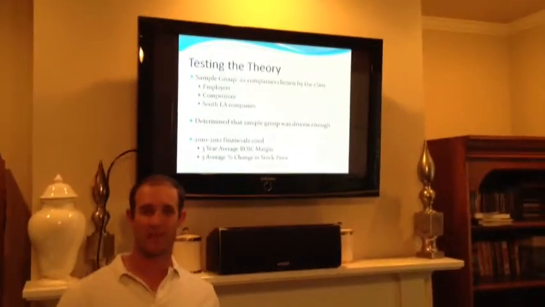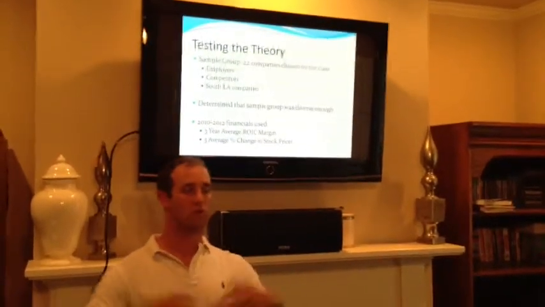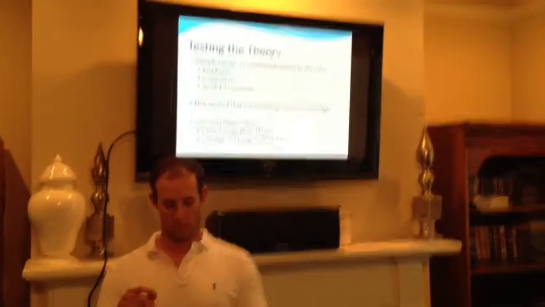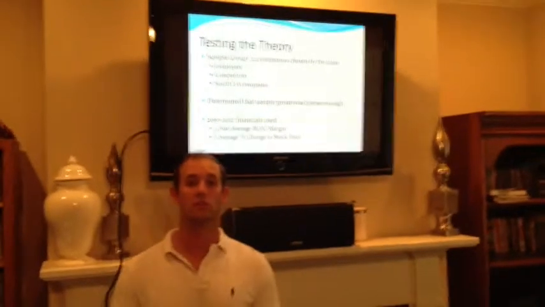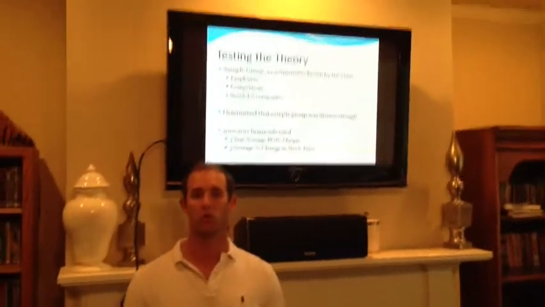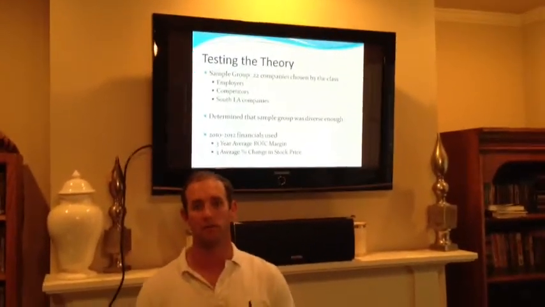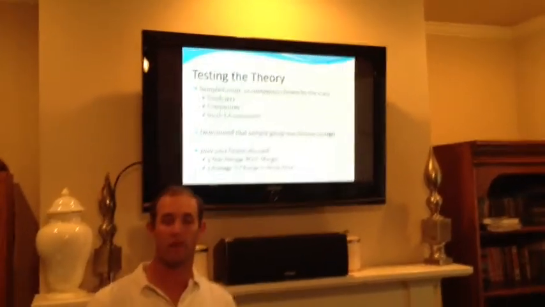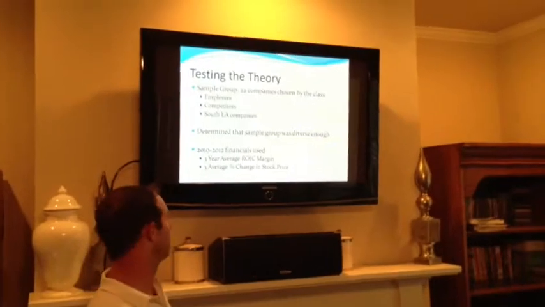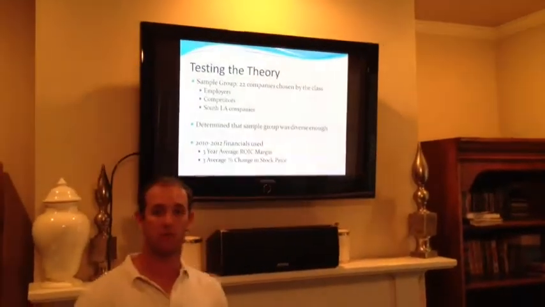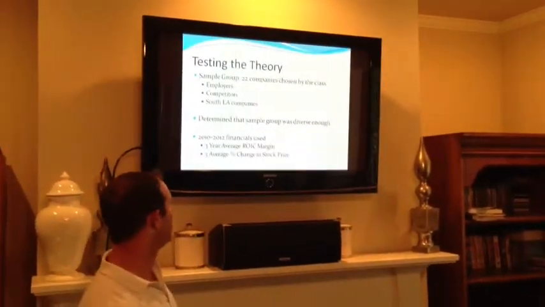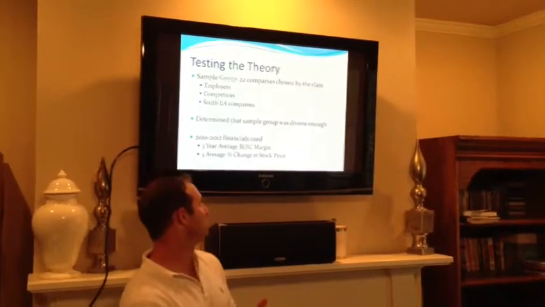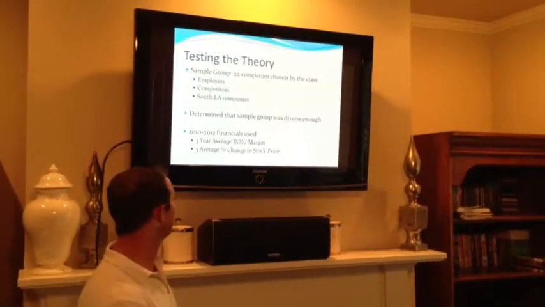And I determined that this sample group was diverse enough, as opposed to choosing a whole separate sample group. I felt like this group was across multiple industries, large companies, small companies. I felt it was a really good way to figure out if this investment strategy would be a good one. And I used 2010 through 2012 financials. Essentially, I took the 3-year average ROIC margin from 2010 to 2012, and the average percent change in stock price over 3 years.